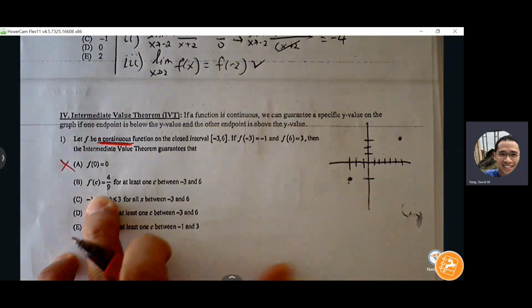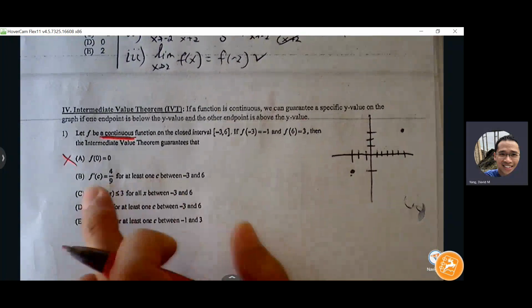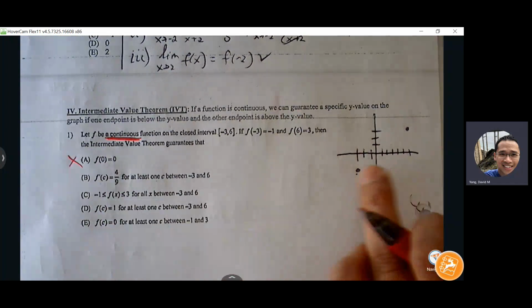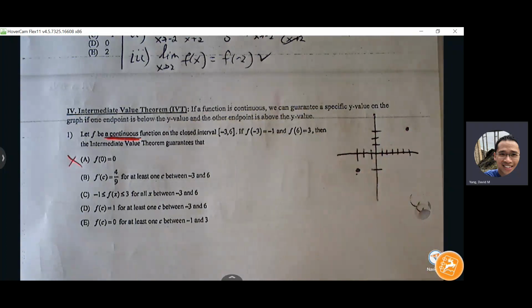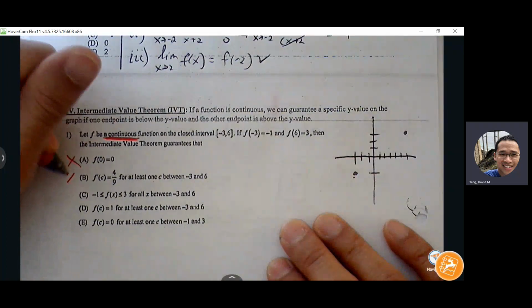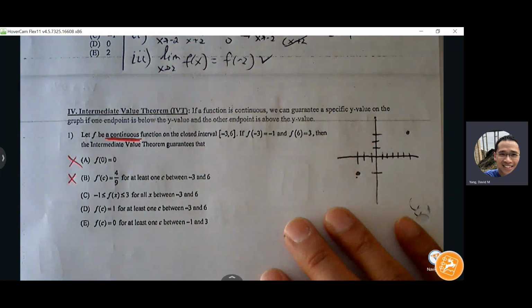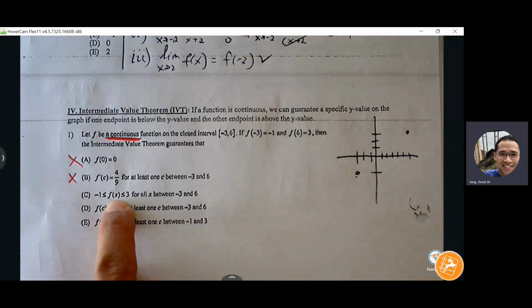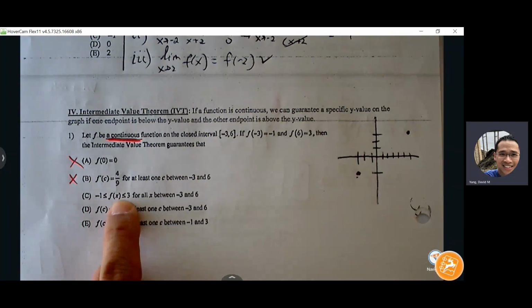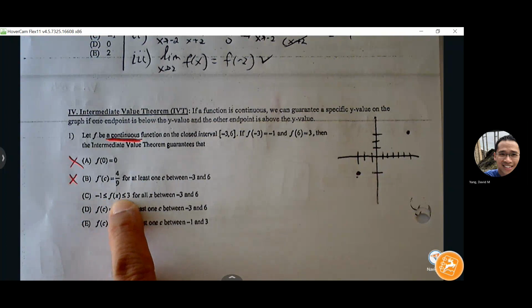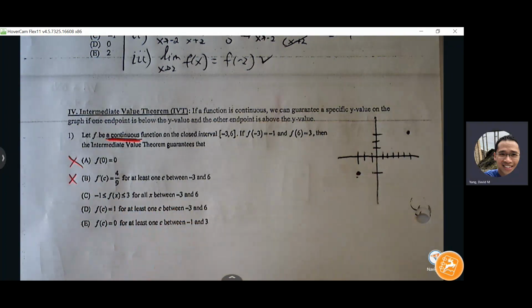F prime of c is equal to 4/9. So this is trying to guarantee a slope of 4/9. That's something else, right? That's more mean value theorem. With IVT, we're not asked to find the slope, guaranteeing a slope. So the y values between -1 and 3, for all x between -3 and 6.